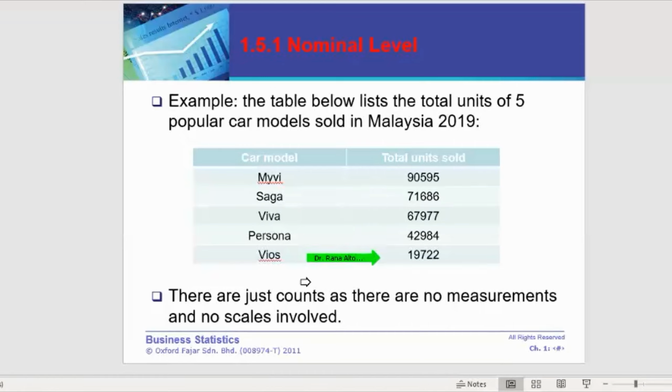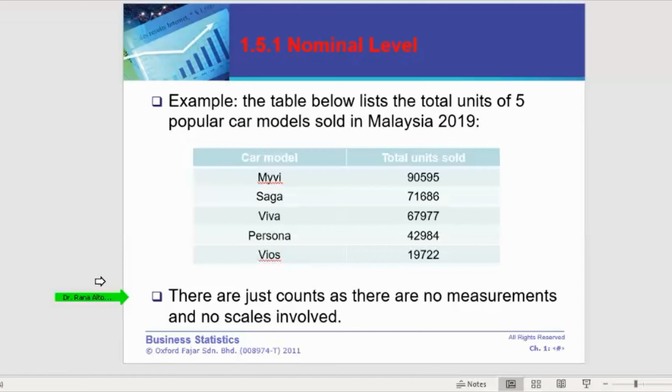These are just counts, as there are no measurements and no scales involved. We don't have any more details. We don't know that Myvi sold more than Saga. Okay, but what is the reason? Did they really produce more than Saga, or less, and is the percentage higher or lower? We don't have any details. We just have a table of the number of cars sold of each brand.